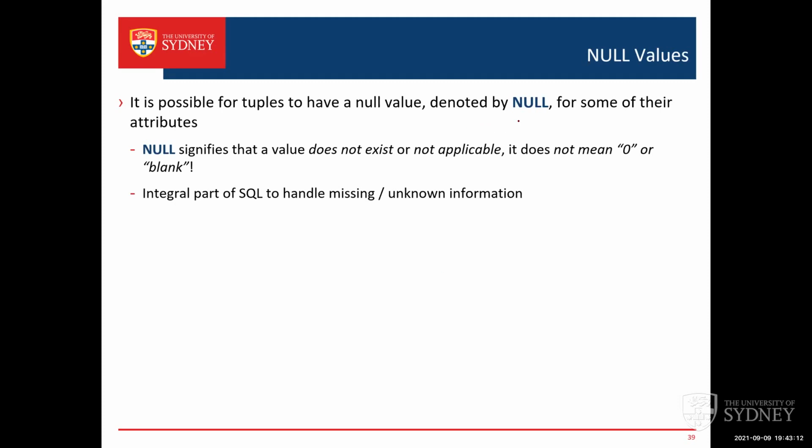So we know null simply means that the value is unknown or it does not exist, or is not applicable. It does not mean zero or blank. It simply means that there is unknown information or missing information.